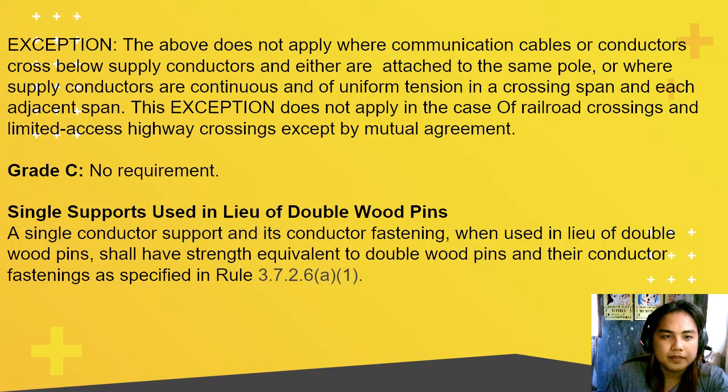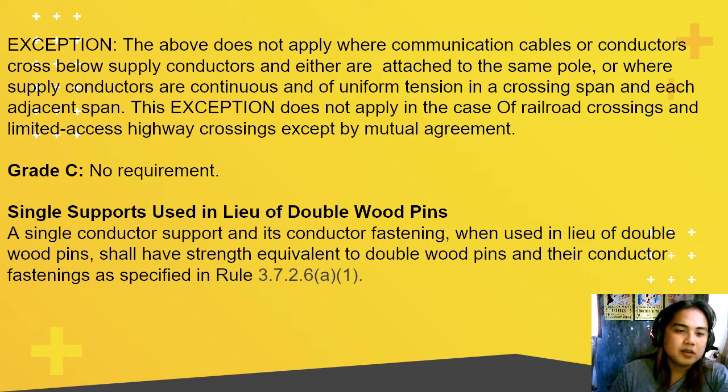Exception: the above does not apply where communication cables or conductors cross below supply conductors and either are attached to the same pole, or where the supply conductors are continuous and of uniform tension in a crossing span and each adjacent span. This exception does not apply in the case of railroad crossings and limited access highway crossings except by mutual agreement. For grade C, we have no requirement.